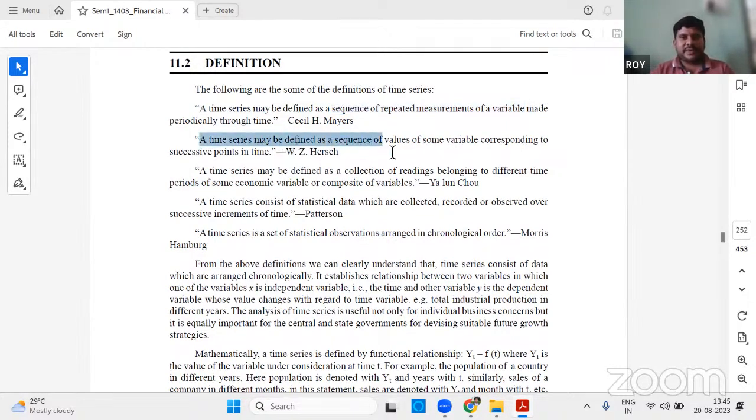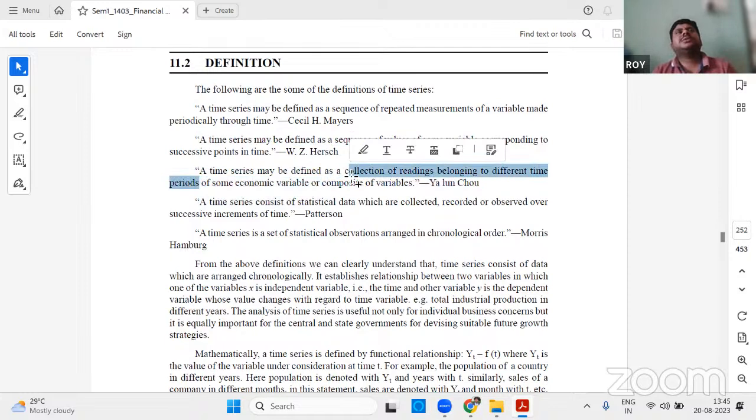A time series may be defined as a sequence of values of some variable corresponding to successive points in time, a collection of readings belonging to different time periods. I cannot give the same answer all the time. How are you today? People who have diseases like arthritis generally find winter an enemy season, and with winter the pains increase. But in different seasons, based on different factors, the suffering will be high or low.